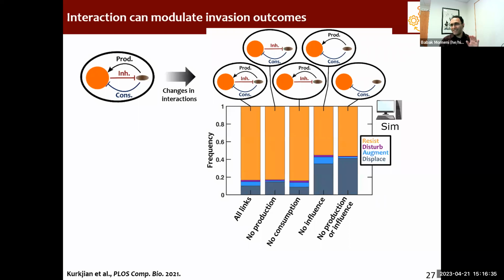But this is all, again, theoretical investigation. So we wanted to go back to the experiments and see how we can actually implement these ideas.